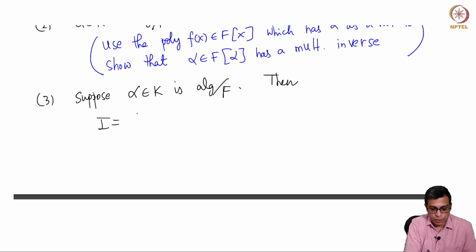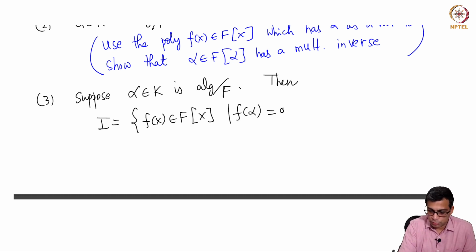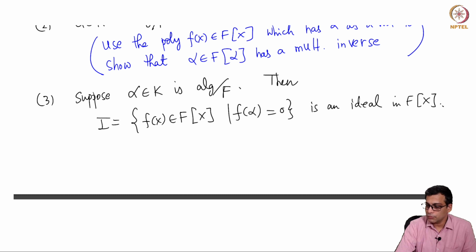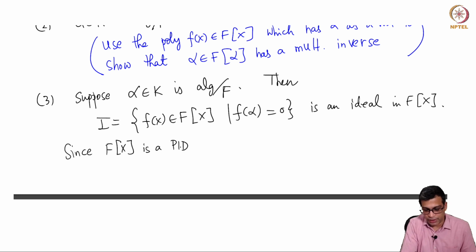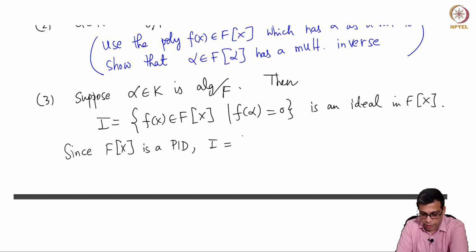So then I, equal to all polynomials in F[x] which have alpha as a root, is an ideal in F[x]. And from the previous videos we know that F[x] is a PID, right? Because F is a field, the polynomial ring in one variable over a field is a PID. So I is generated by a single element.